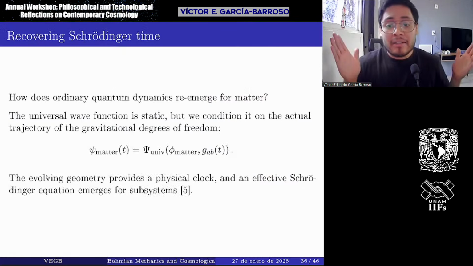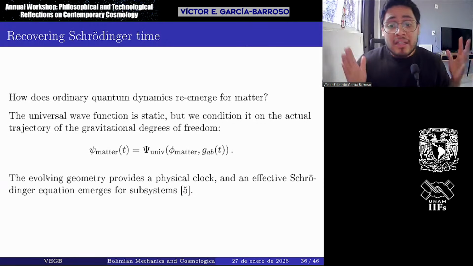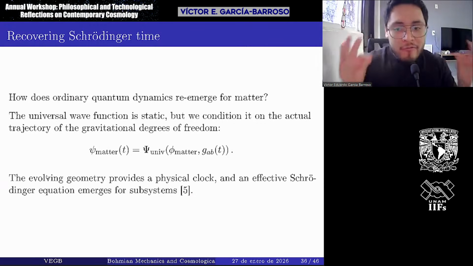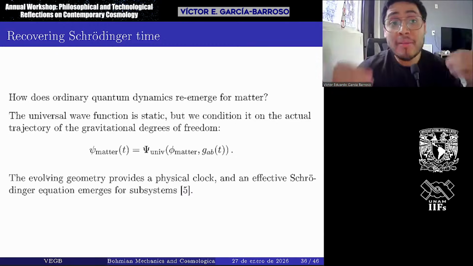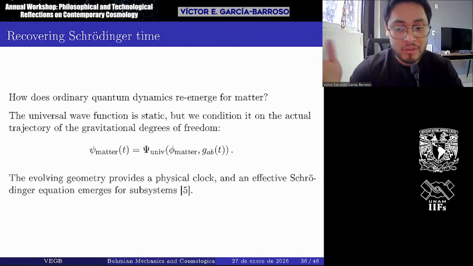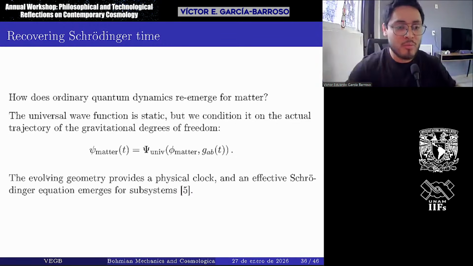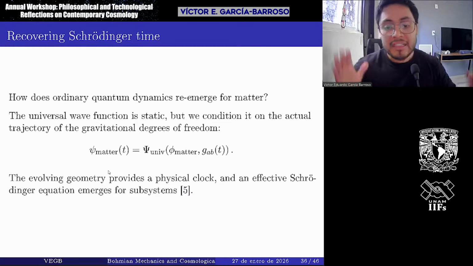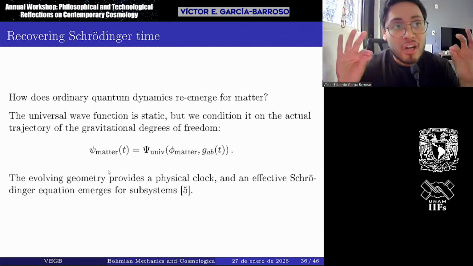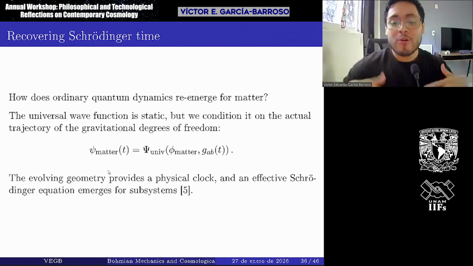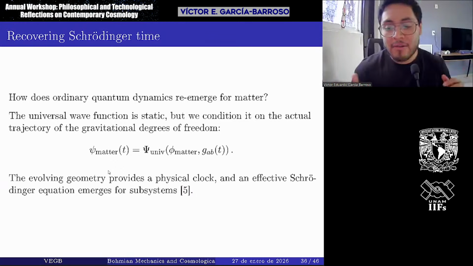And we can recover Schrödinger's time. The universal wave function is static, but the geometry of the space is evolving. So we can use this evolving geometry as a physical clock. And if we condition the wave function, what you see here, on this trajectory, we can recover an effective Schrödinger equation for the matter inside the universe. So time emerges from the dynamics of gravity.